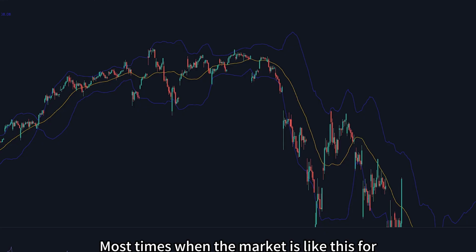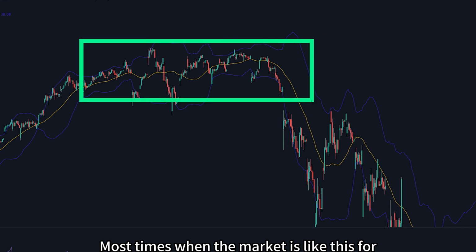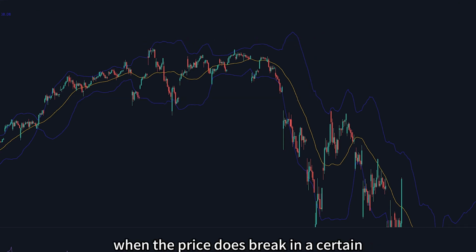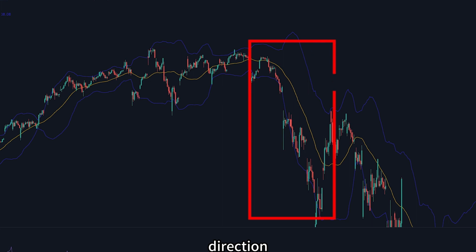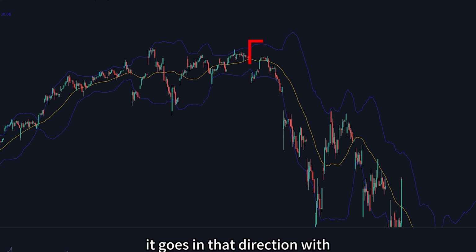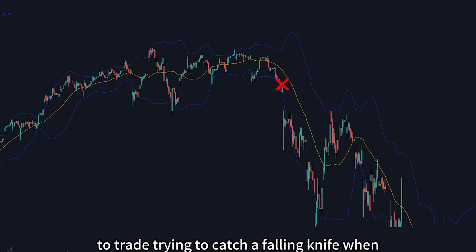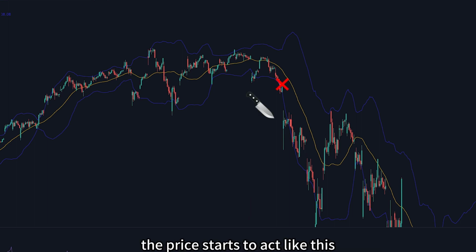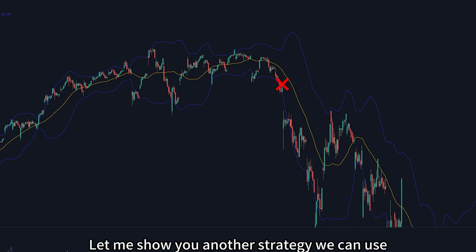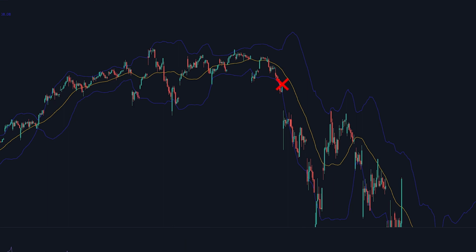Most times when the market is like this for a while, when the price does break in a certain direction, it goes in that direction with a huge amount of momentum. So in this type of example, you will never want to trade by trying to catch a falling knife when the price starts to act like this. Let me show you another strategy to help solve this that works like absolute magic.